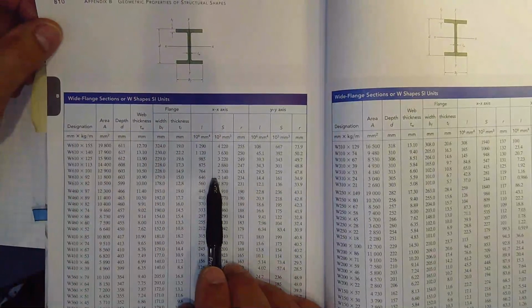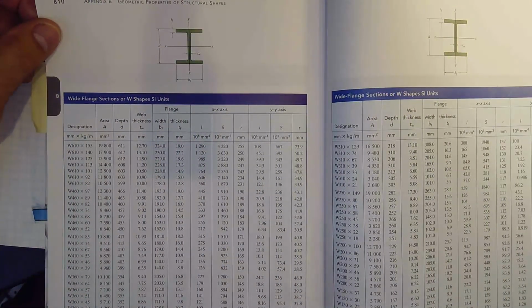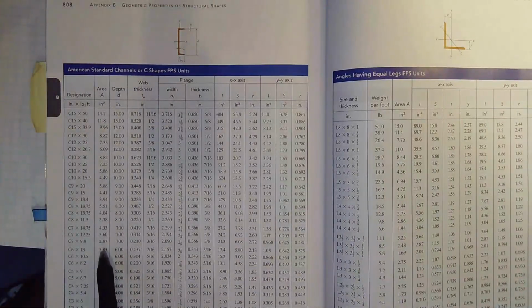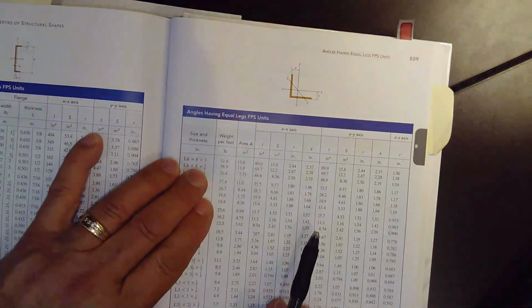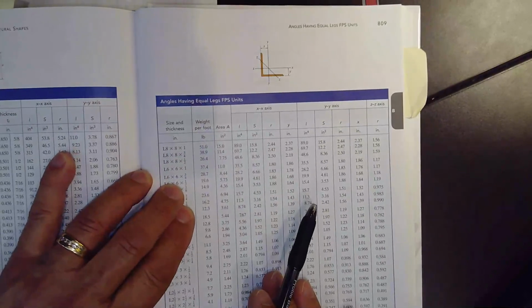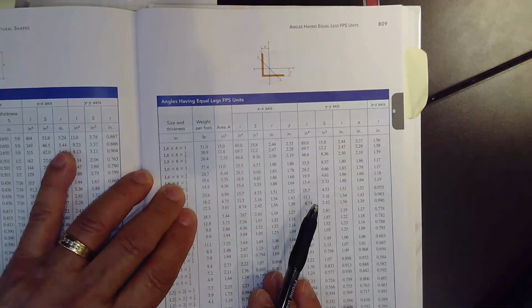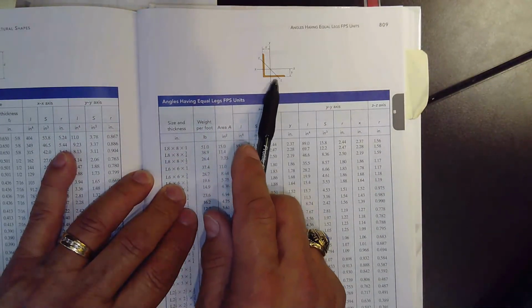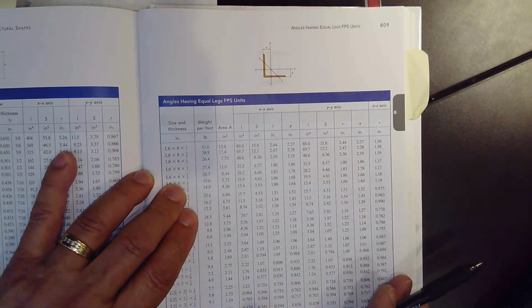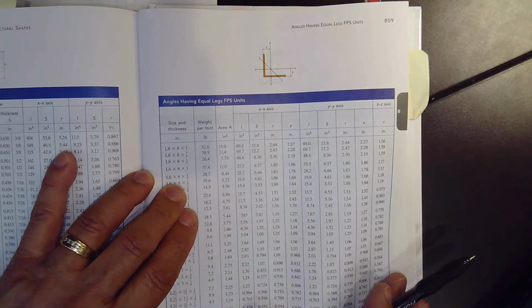And there's your metric values. You say, oh, but I don't want that. I want a C channel. Oh, well, here they are. C channels. Oh, no. What I really want is an angle. Well, guess what? Now you're going to get coupling, aren't you? Well, it even tells you where the principal axes are for that angle.